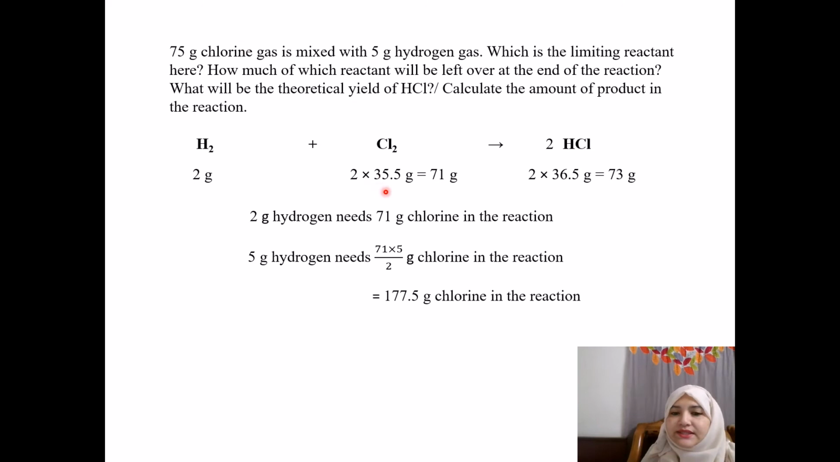That's why this 75 gram chlorine is our limiting reactant. That means chlorine is our limiting reactant. That means this chlorine will run out earlier, will be finished at first. At first chlorine gas will be finished, and that's why it is our limiting reactant.